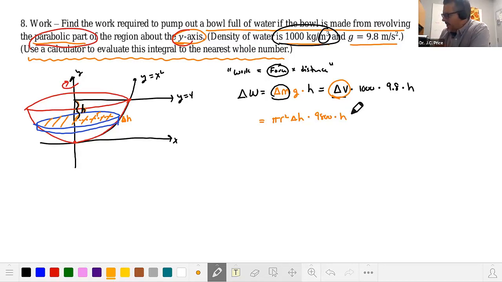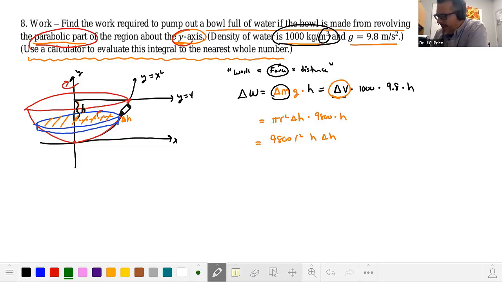And so what is that equal to? So this is going to be equal to what? So let's write this as 9,800 r squared. And then what do I have left over here? I have an H and a delta H. And so I need to figure out this R right here in terms of my H basically, right? So what is R right there in terms of H?